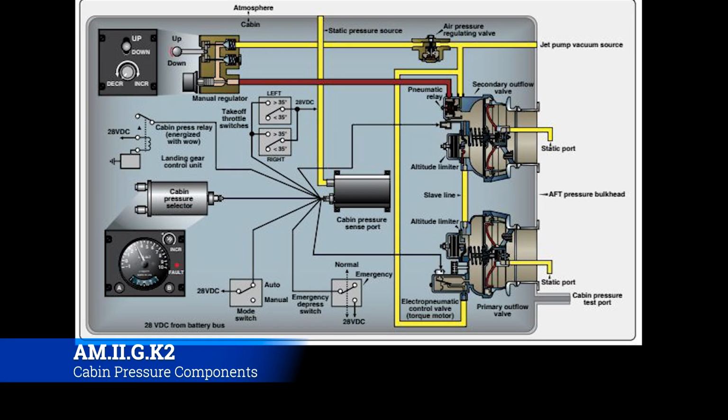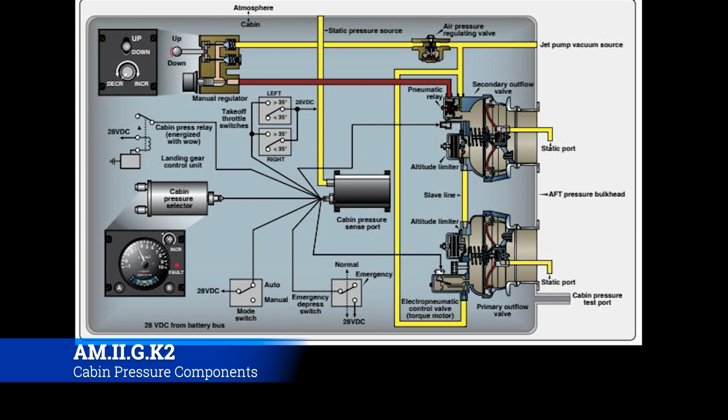Okay, so this is an example of a pressurization control system on a small transport or business jet. Notice that it utilizes a combination of electric and pneumatic control elements. So we'll just start with the top left, and we'll just work our way around.